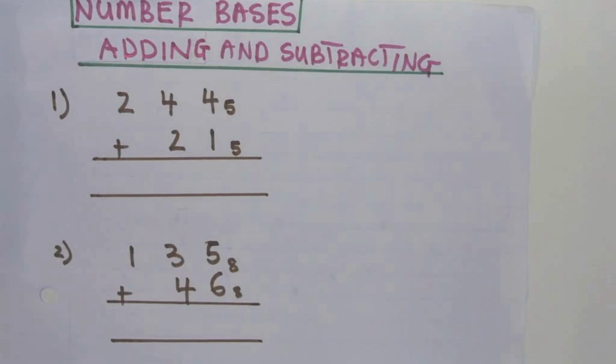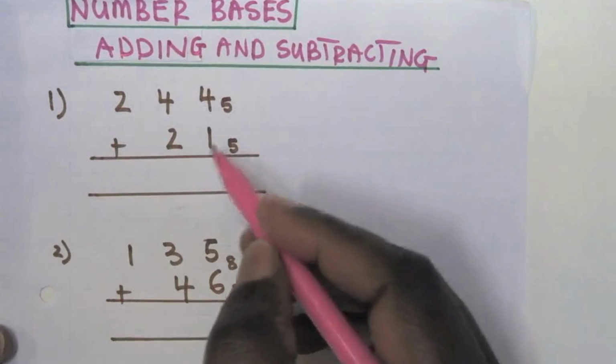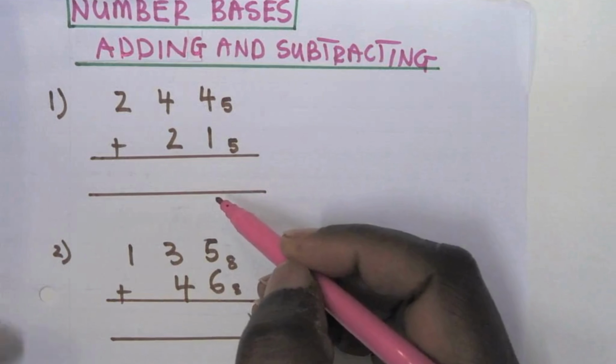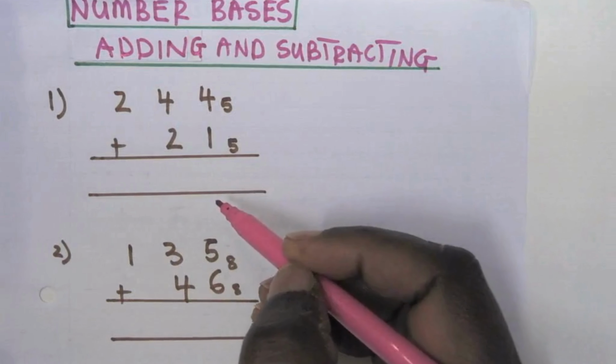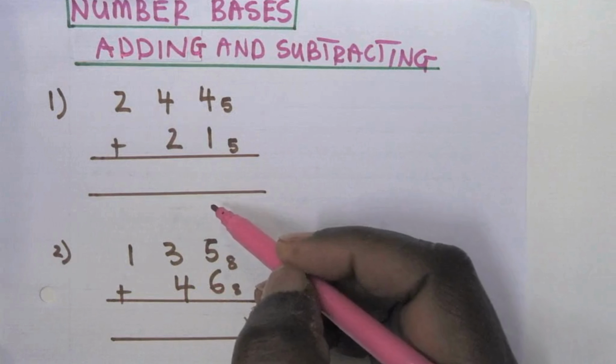In today's lesson, we are going to add and subtract numbers in different bases. In number 1, we are going to add the numbers which are in base 5. And the numbers in base 5 are from 0 to 4.